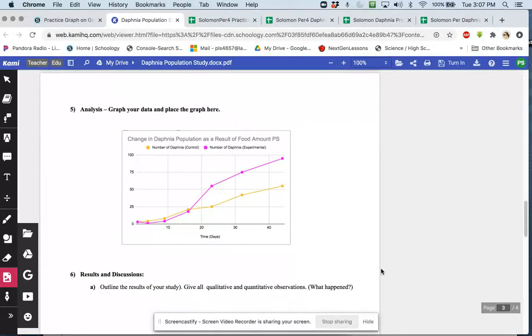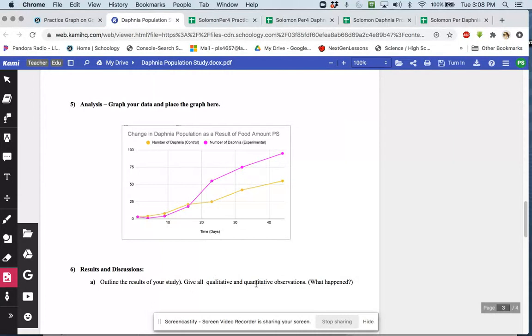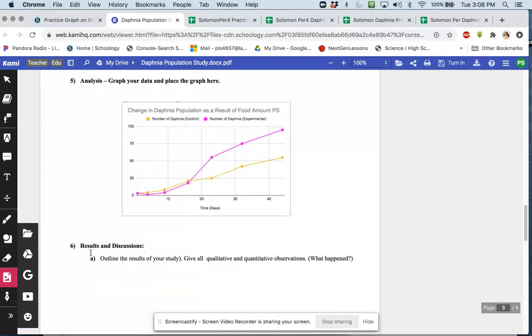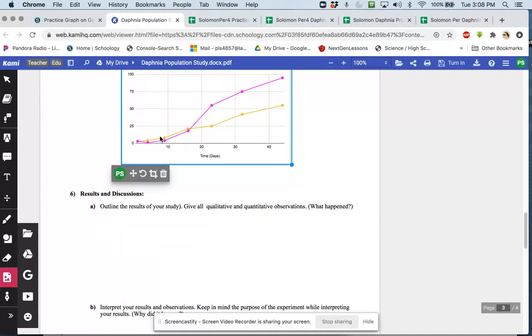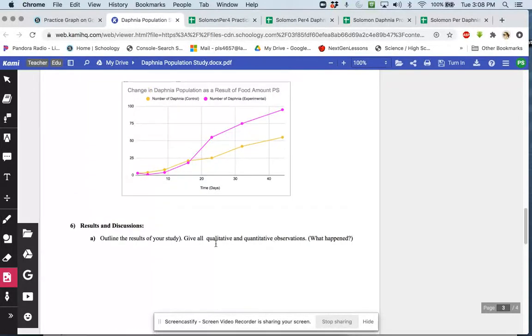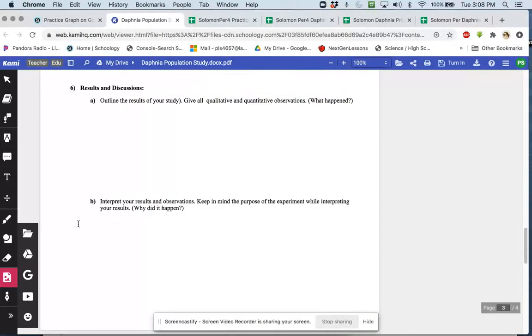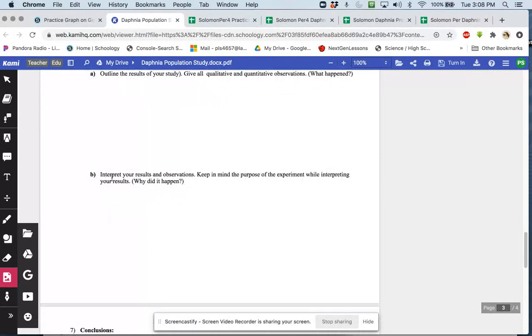So now what I have to do is I have to explain this, okay? On this results and discussion, all I'm going to do is verbally explain exactly what I'm seeing happen on this graph. I'm going to be very specific. This is what happened with the control bottle. This is what happened with the experimental bottle. You can add in some of the qualitative data that I might have shown you about how the experimental bottle has a whole lot more algae or something like that. And then here you're going to say, why did this happen?